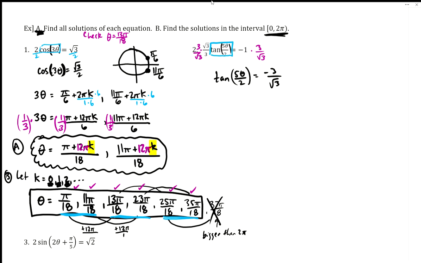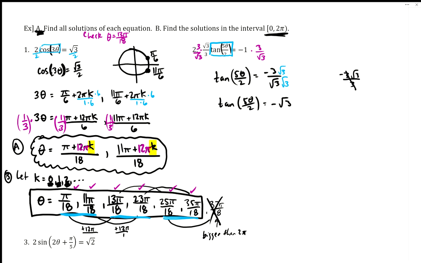Now this, we can rationalize the denominator. If we multiply both the top and bottom by the square root of 3, we would have tangent of 5 theta over 2 is equal to negative, well, let me show that scratch work to the side so we can save one step of rewriting. So we would have that, and then we would see that those 3's would cancel. So it should be just negative radical 3.